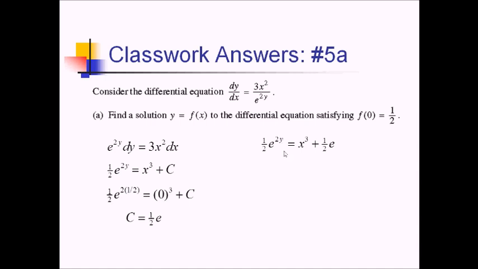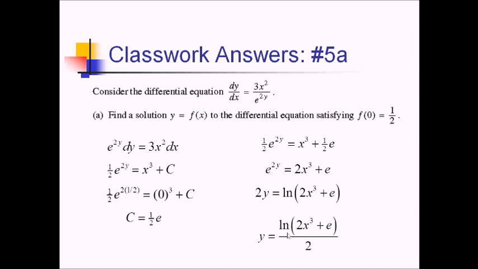So first step in doing that, I'm going to multiply by 2. So that's going to be 2x cubed plus e on the right side, and e to the 2y on the left. Next, I have to get rid of this e, so I'm going to take the log of both sides. That gives me 2y on the left side and ln of all this stuff on the right side. And then finally, I'm going to just divide by 2. So that ends up being a final acceptable answer.